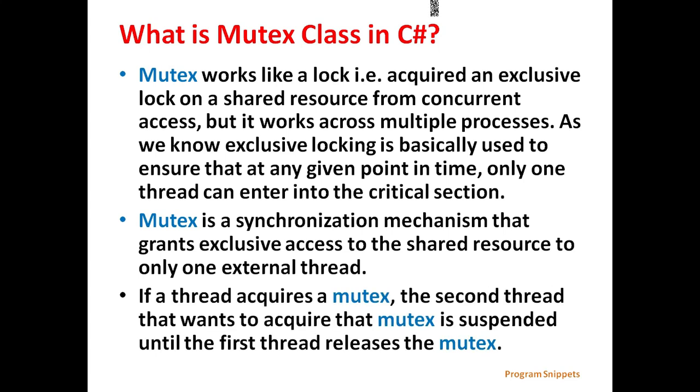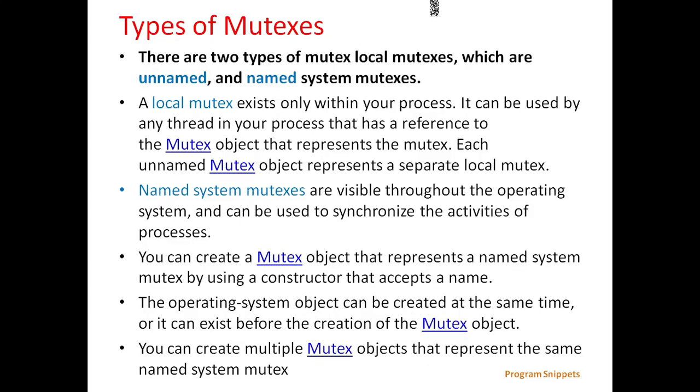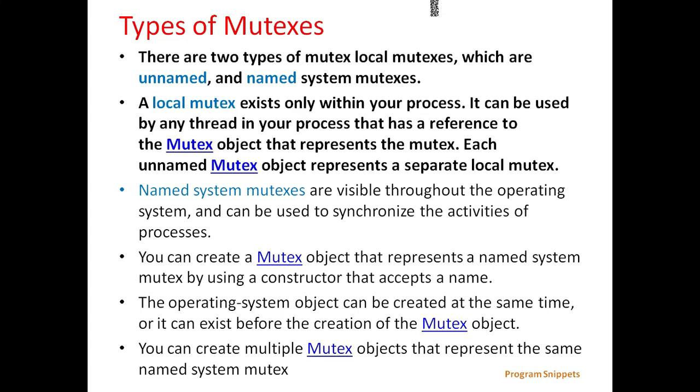If a thread acquires a mutex, the second thread that wants to acquire that mutex is suspended until the first thread releases the mutex. There are two types of mutex: local mutex, which are known as unnamed, and named system mutex. A local mutex exists only within your process. It can be used by any thread in your process that has a reference to the mutex object that represents the mutex. Each unnamed mutex object represents a separate local mutex.